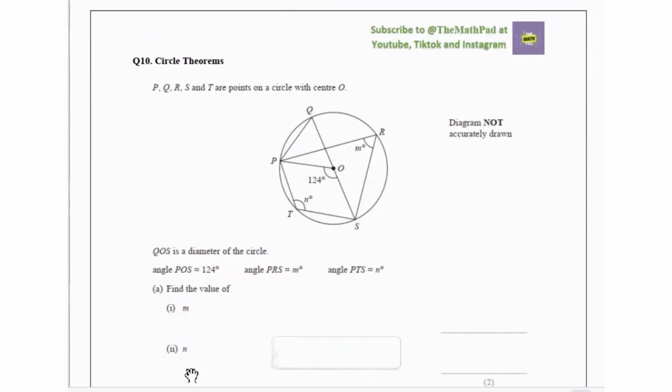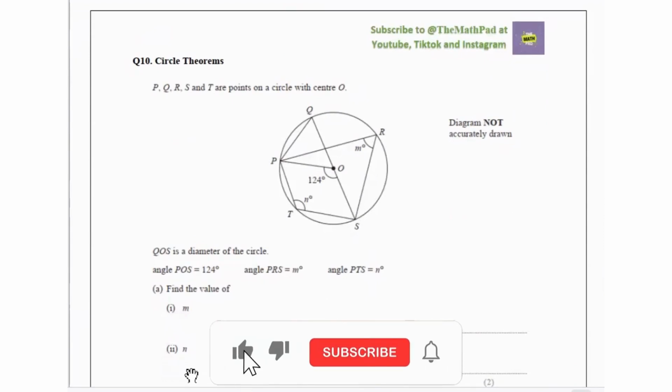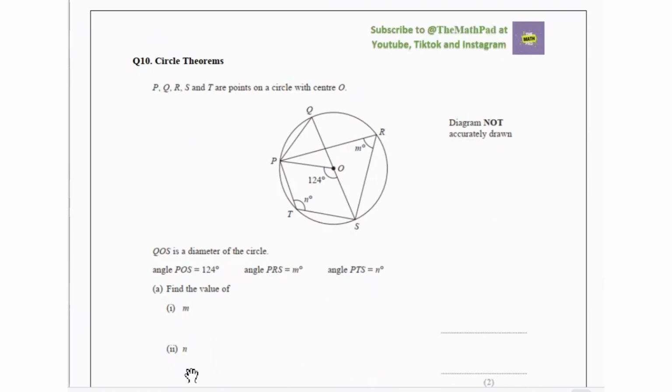Circle theorems. P, Q, R, S, and T are points on a circle with center O. QOS is the diameter of the circle. Angle POS equals 124 degrees. Angle PRS equals m degrees. Angle PTS equals n degrees. Find the value of m and n.